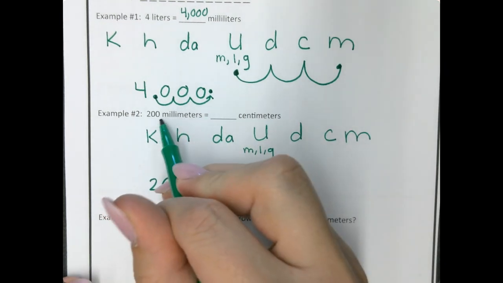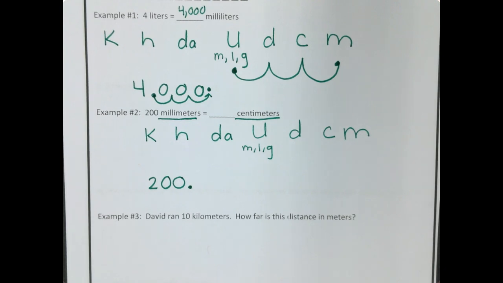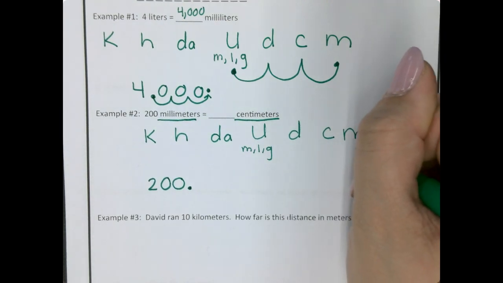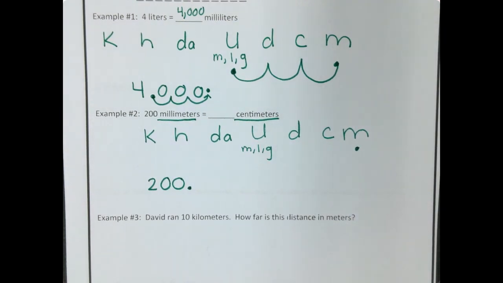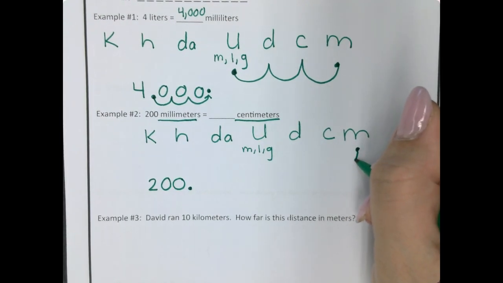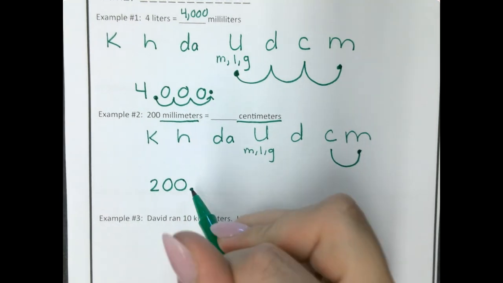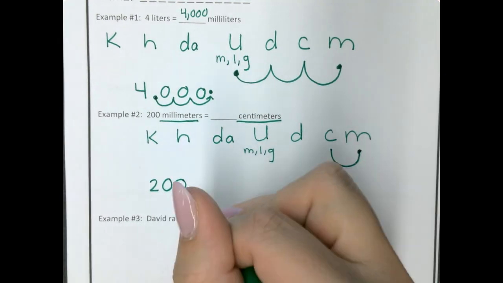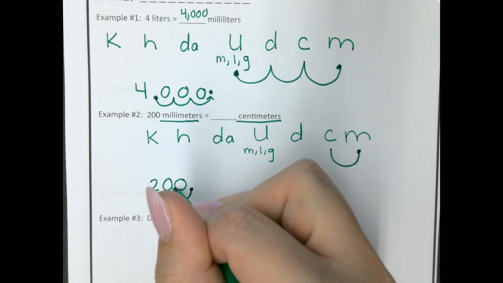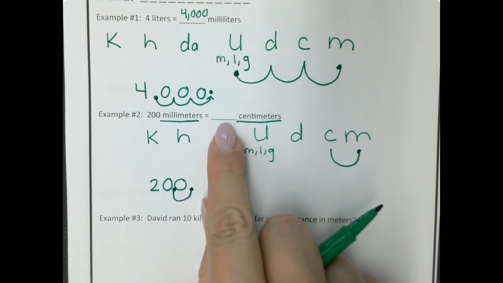So we're working with milliliters and we want to go to centimeters. What letter represents milli? M. And what letter represents centi? C. Right next door. So I'm going to take this dot and move it 1 hop to the left. I do that exactly with this, 1 hop to the left. So how many centimeters?